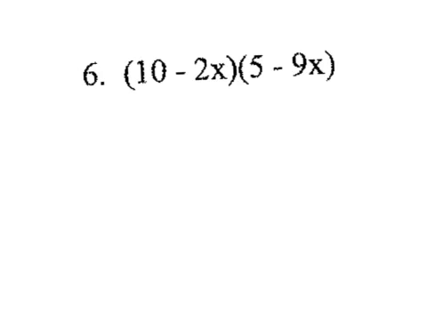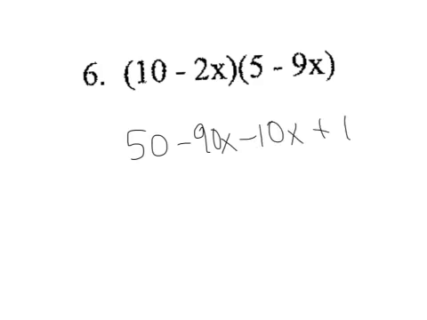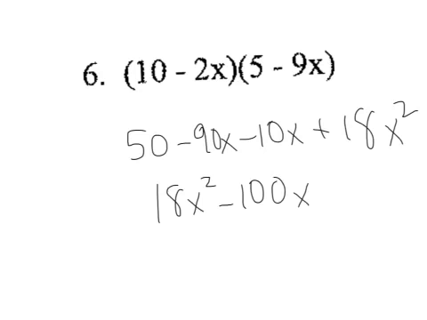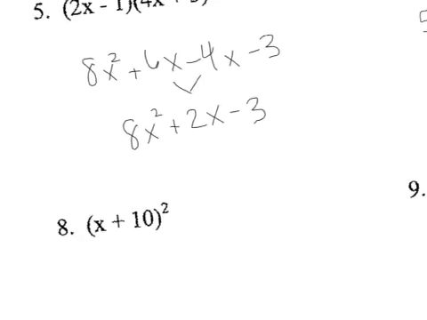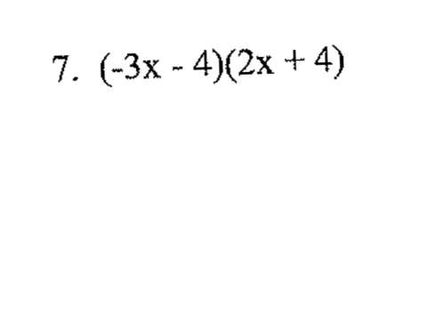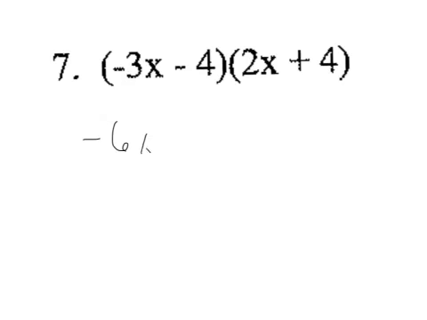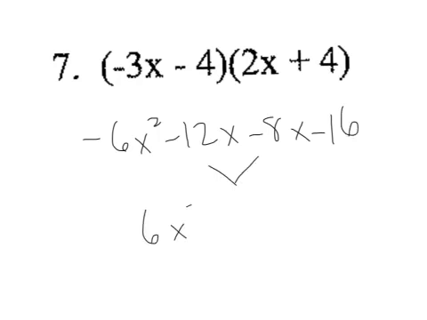This one again is a different order. So we've got 10 times 5 for 50, negative 90x, negative 10x, and plus 18x squared. So I want to rearrange them, and I want 18x squared minus 100x plus 50. So 7, again, these are all very similar. Negative 6x squared minus 12x minus 8x minus 16. 6x squared minus 20x minus 16.